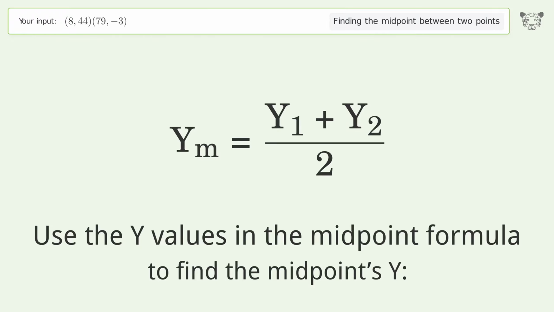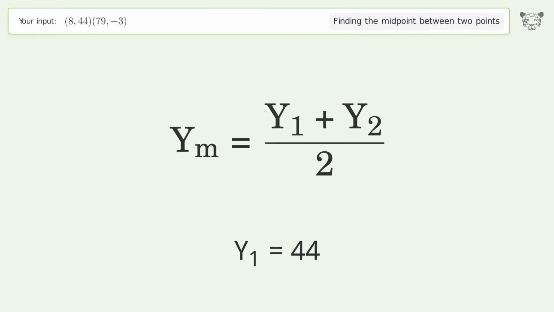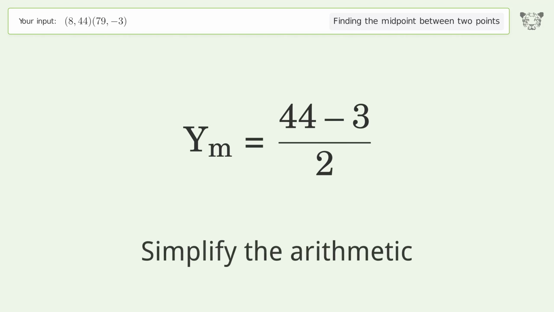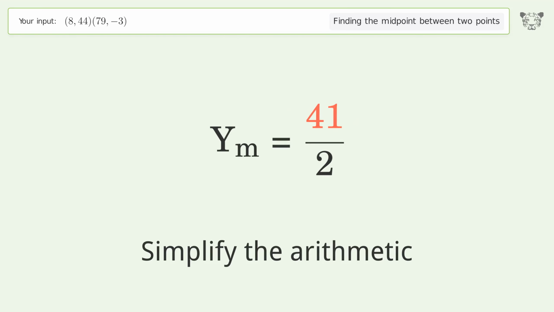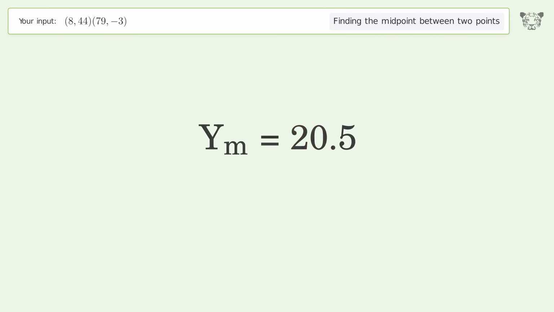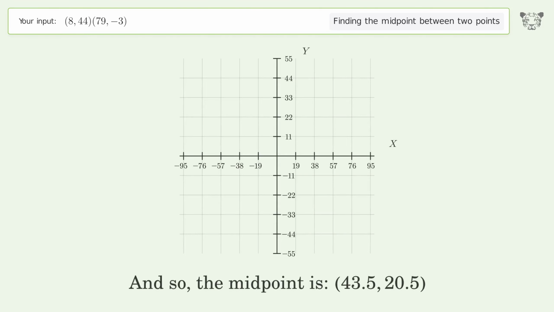Use the y values in the midpoint formula to find the midpoint's y. y1 equals 44. y2 equals -3. Simplify the arithmetic. And so, the midpoint is 43.5, 20.5.